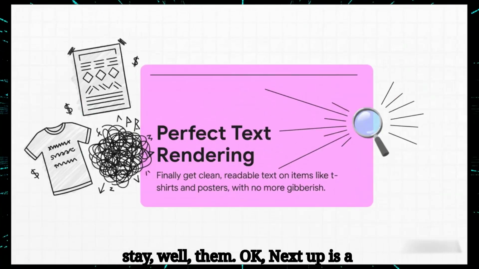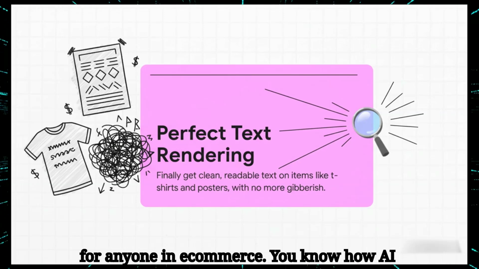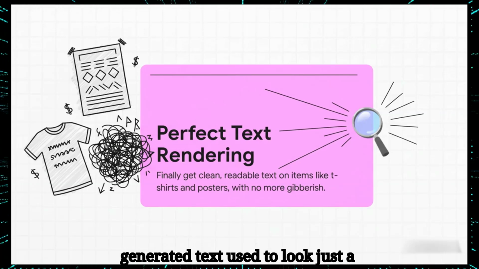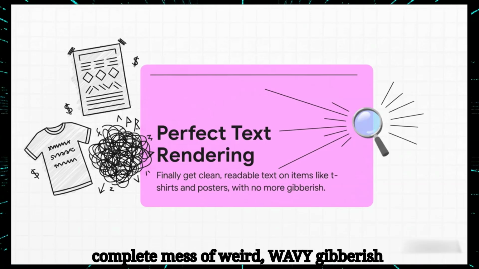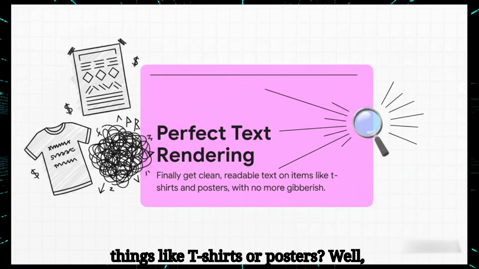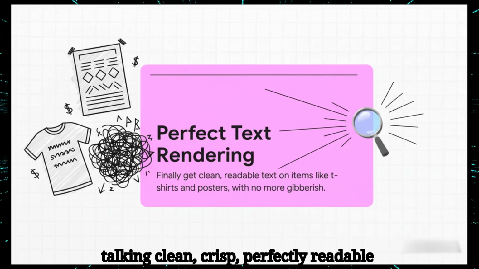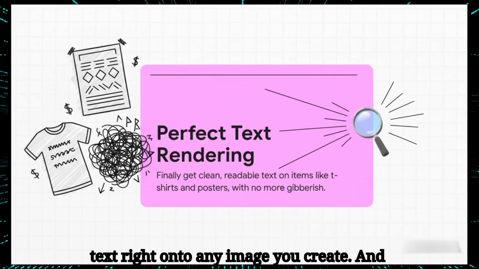Okay, next up is a feature that is an absolute game changer for anyone in e-commerce. You know how AI-generated text used to look? Just a complete mess of weird, wavy, gibberish letters. It made it totally useless for things like t-shirts or posters. Well, this tool fixes that completely. We're talking clean, crisp, perfectly readable text right onto any image you create.